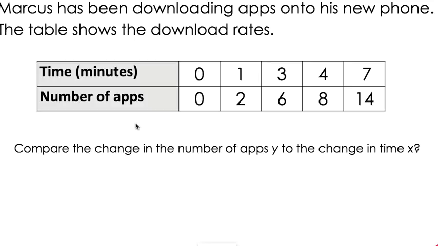Marcus has been downloading apps onto his new phone. The table shows the download rates. So this shows how many minutes he spent and how many apps he downloaded. Time is our x, apps is our y. Compare the change in the number of apps, y, to the change in the time, x. So again, we could do like we had before and start comparing, right? And say, well, this is going up by 1, this goes up by 2, this goes up by 1, this goes up by 3, and we don't see a pattern. And so we start getting nervous, like, well, something's wrong here, right? And that's where this formula actually is really helpful.